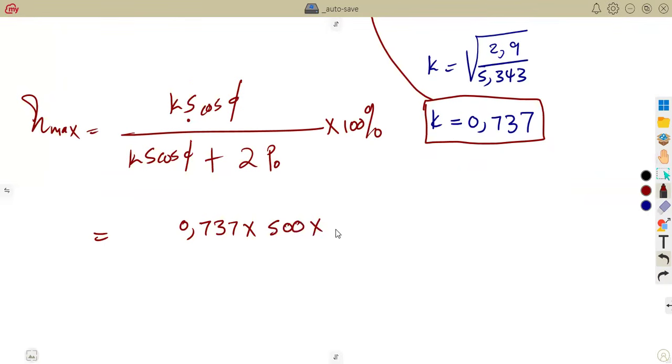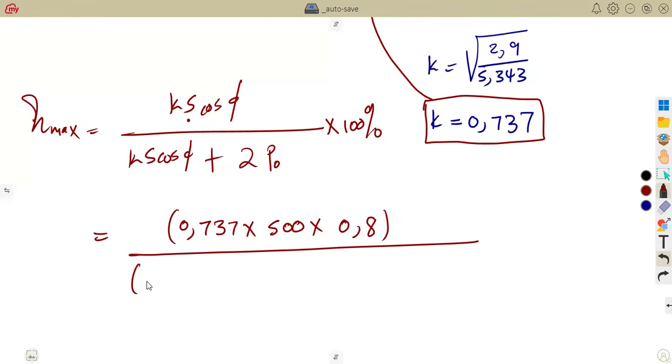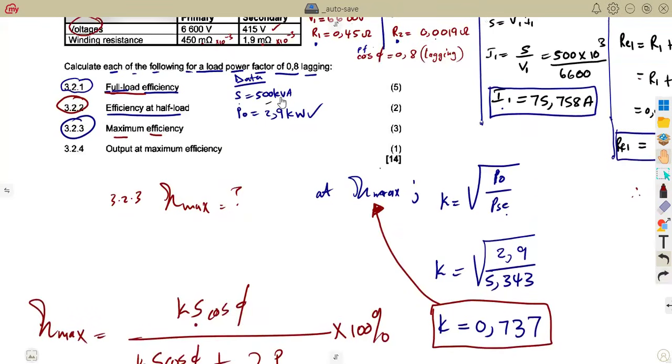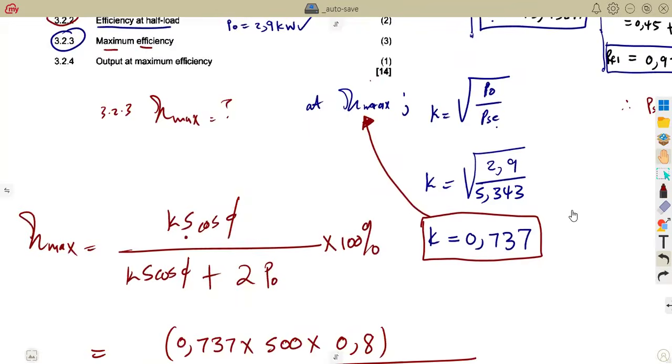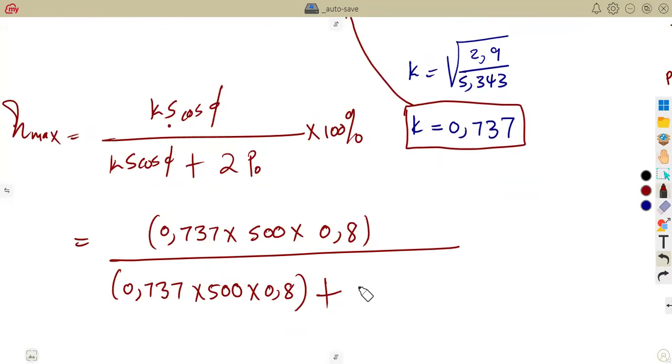Times, remember guys, your power factor does not change. It's still at 0.8. So that's 0.737 times 500 times 0.8. The open circuit loss is already given. Remember, they gave us originally 2.9. So that one was an advantage. You're just going to use the original value that we have. So that's 2 times, in kilowatts, since here we are using kilovolt amperes, so let this one be kilowatts. That's 2.9. Just like that, guys. You're going to obtain what?